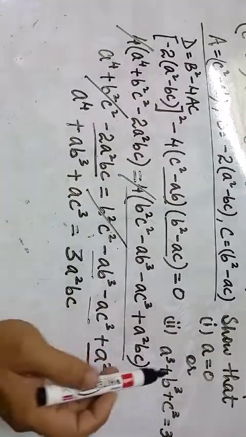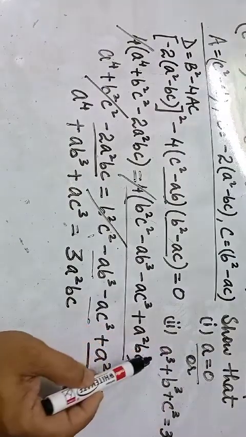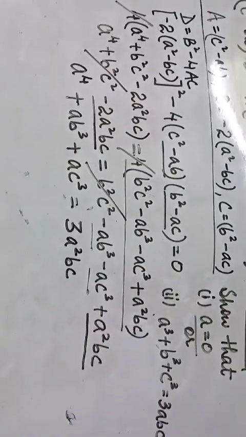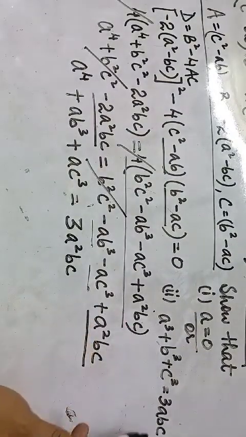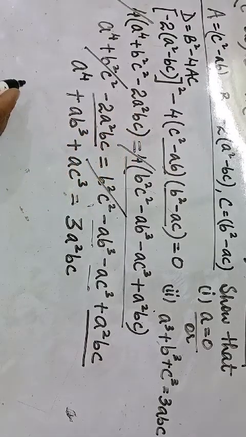Now children, there are only just a couple of steps remaining. Remember, keep in mind what we have to prove. We have to prove that either a is 0 or a cube plus b cube plus c cube is equal to 3abc. Okay, so let us proceed. Now you see it is getting simplified.